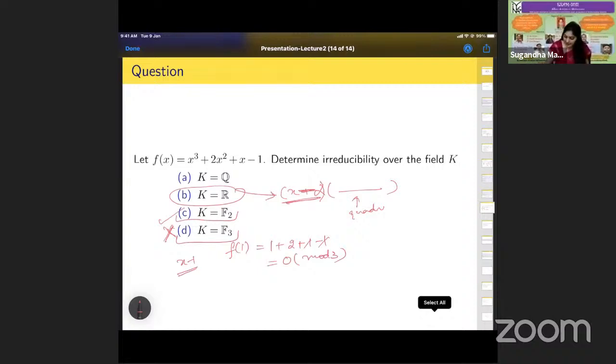In fact, any odd degree polynomial over R, this is the field of reals, is reducible. Okay? X minus alpha will always be a factor of this. So you have settled an answer for this. This is reducible. This is not irreducible.